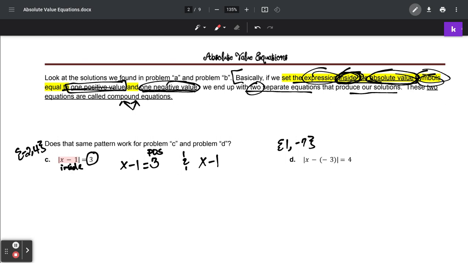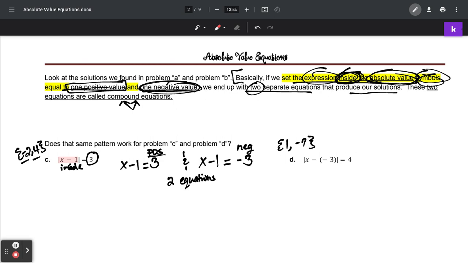But now I got to use the negative value. Here I use the positive value. Now I want to use the negative value. So the negative value of 3 will be negative 3. Now I have two equations. And those two equations, when I solve, are going to produce the answers negative 2 and 4.